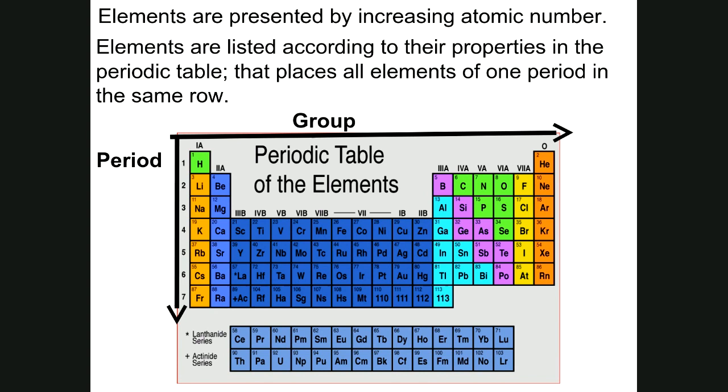I am not asking you to memorize the periodic table, but I want you to know how to read a periodic table. If you realize, the elements are presented by increasing atomic number. So if you go from your left hand to the right hand, you see inside each square those Arabic numbers 1, 2, 3, 4, 5, 6, those atomic numbers, increasing atomic number.